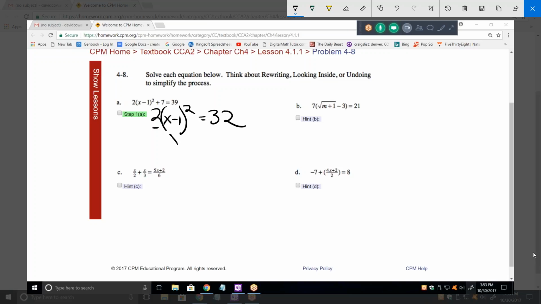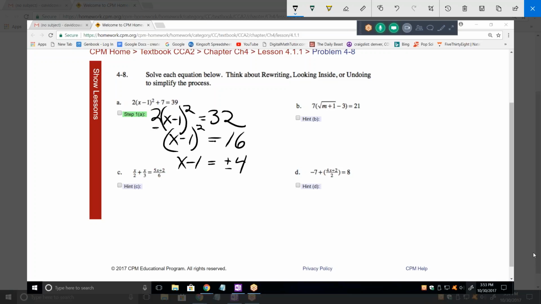x minus 1 squared equals 16. And now what? So now you take the square root of both sides. What's the next line? x minus 1 equals 4. Remember when I said whenever you're solving an equation by taking the square root of both sides, what's your answer got to begin with? Plus minus 4.